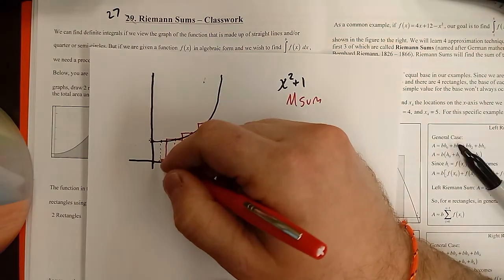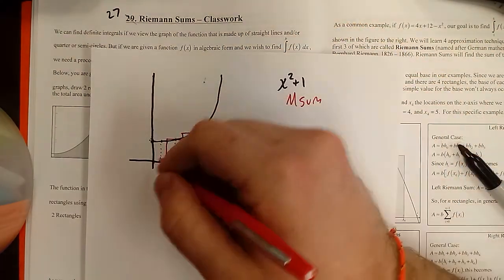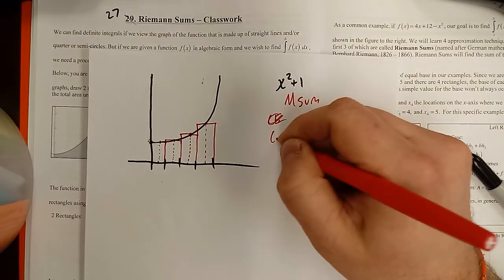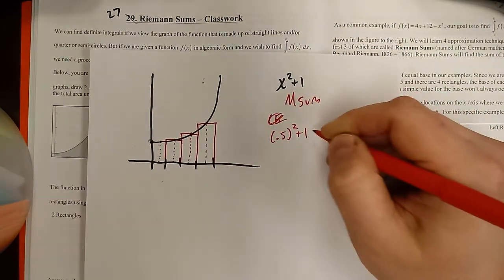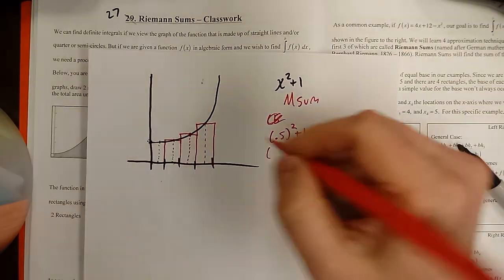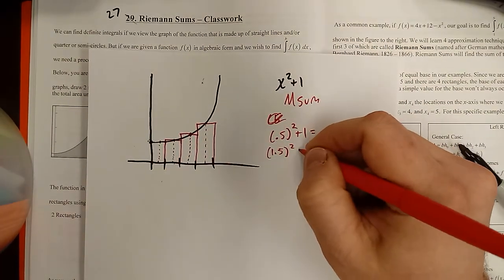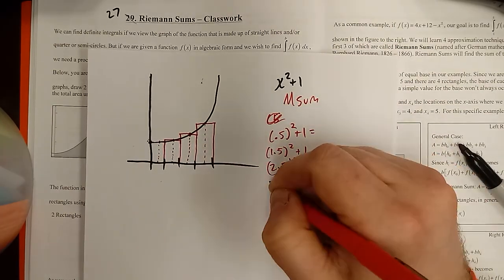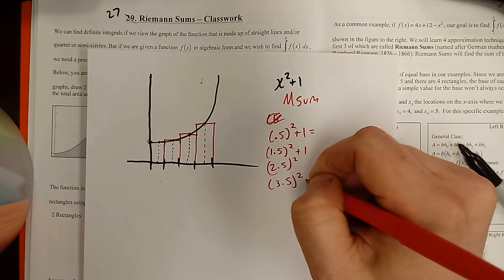Okay. So I need 4 new y values though. I'll need the y value at 0.5. And then I'll need it at 1.5. Then I'll need it at 2.5. Then I'll need it at 3.5.